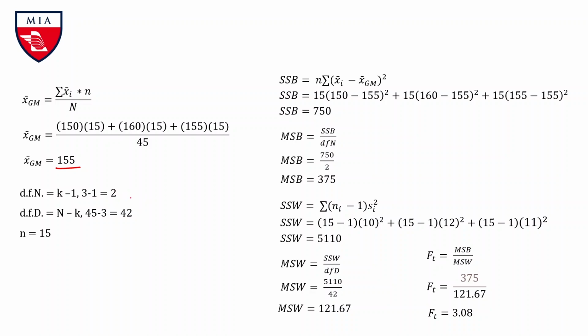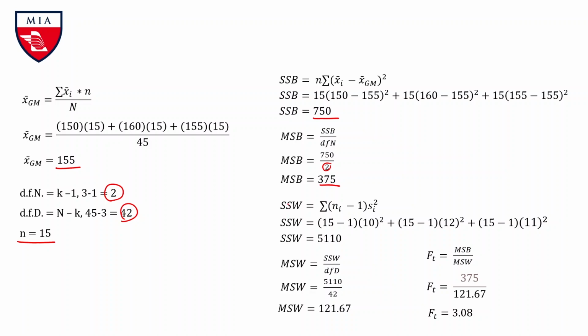Our DFN is k minus 1, so 3 minus 1 is 2. DFD is N minus k, so 45 minus 3 is 42. Our small letter n is 15. Now we will find the value of our F-test statistic. Again, we need to find MSB over MSW. In order to find MSW and MSB, first we need to find SSB and SSW. So just substitute the values: the means given minus the grand mean that we computed, squared. So SSB is 750. To find the MSB, just get SSB over DFN, which is 2. So 750 over 2, our MSB is 375.